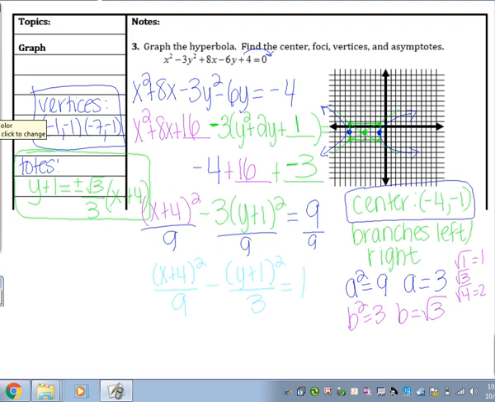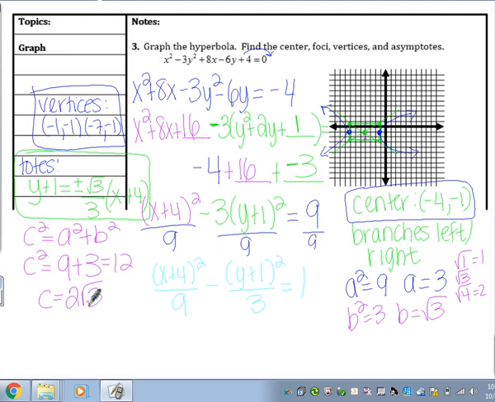Last thing I need to find is my foci by doing c squared equals a squared plus b squared. So c squared, a squared was 9, b squared was 3. So c squared is 12, which means c is what? 2 root 3. And so where am I tacking that on? X or y? I'm tacking it onto x. So for the center, x was negative 4, so I'll have negative 4 plus or minus 2 radical 3, comma, negative 1.